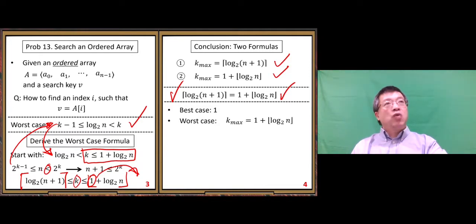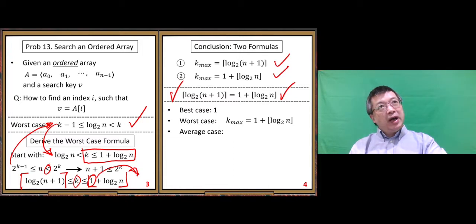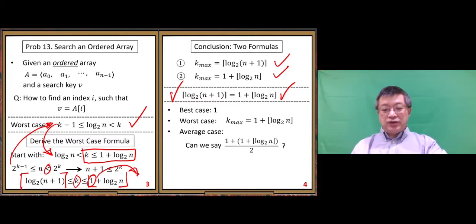But next question, the average case. What is the average case? That's not easy. You need to do some work to get it. But I want to ask you this question: can we say the average case is just the best case plus the worst case, divided by 2?